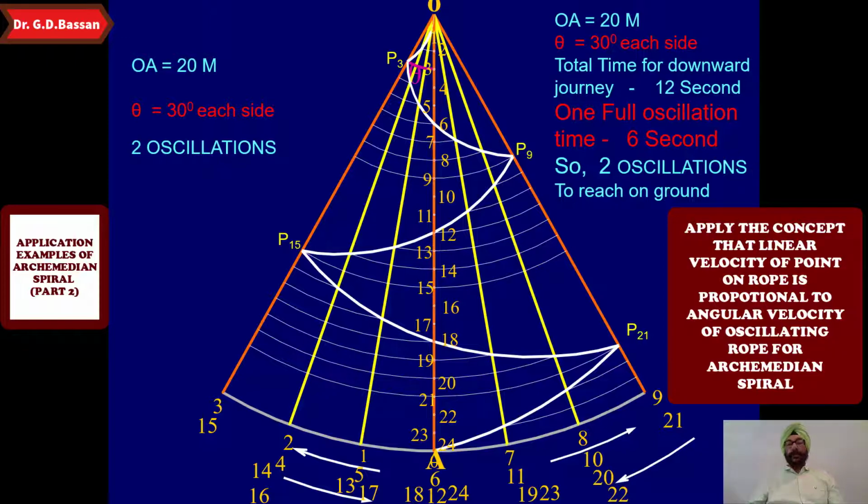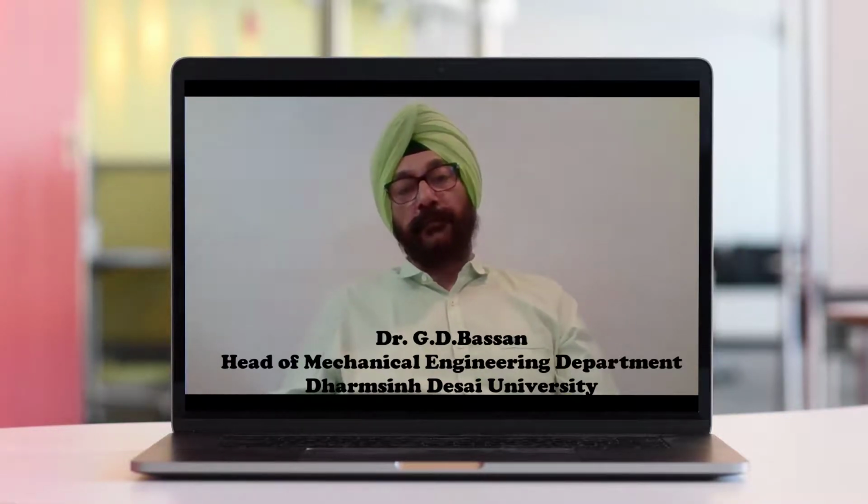So this is how we can have practical examples related to oscillation in this particular video. In this video we have discussed only examples related to the oscillation of the link. Thank you so much, and in the next video we give some typical examples related to the Archimedes spiral. Thank you so much for listening to me carefully.